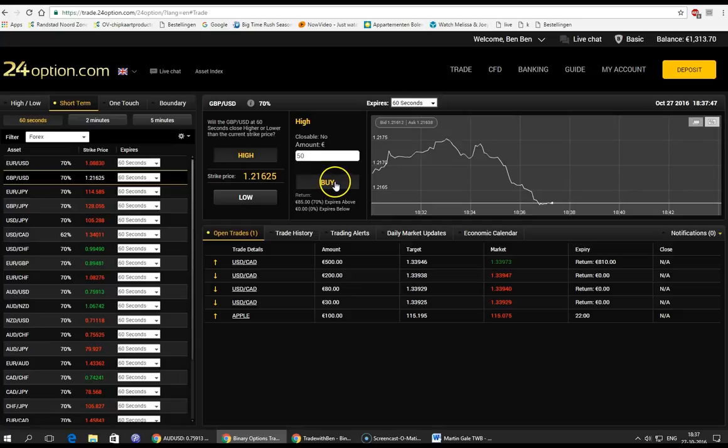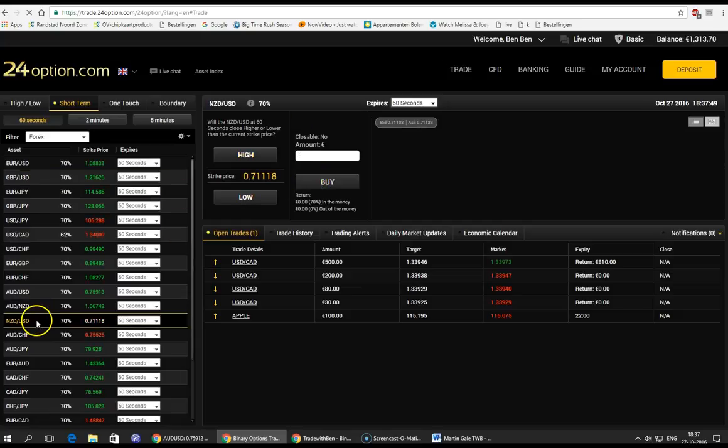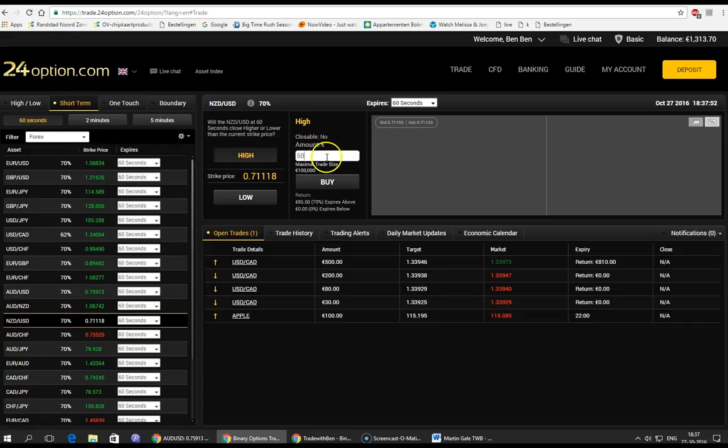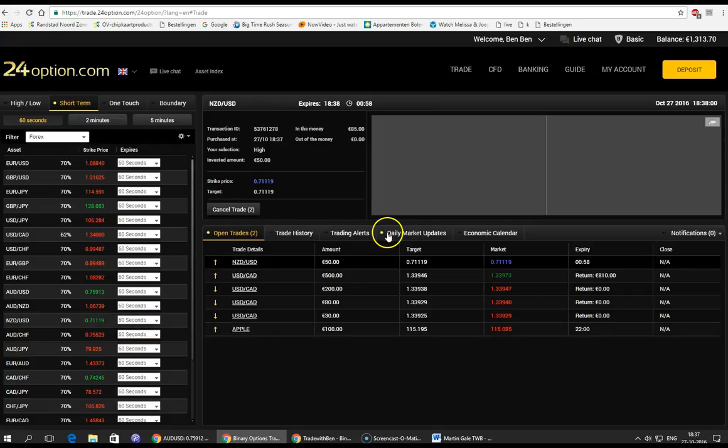And let's go to the New Zealand dollar and US dollar. For 50 up, it broke the support level, so let's see what will happen right now. There's something going on with the dollar, I don't know what, so I hope we just win this trade for now.